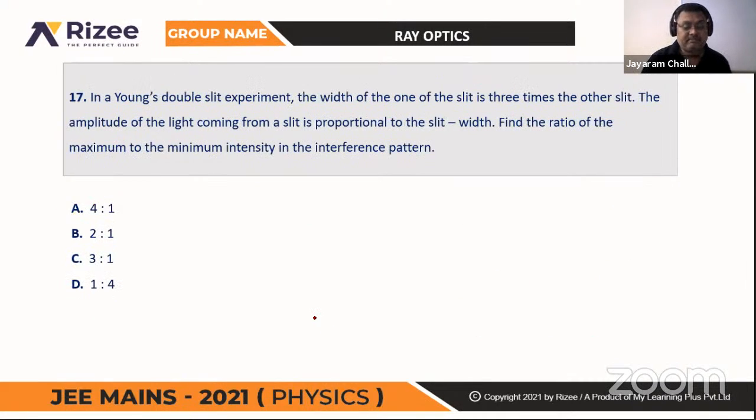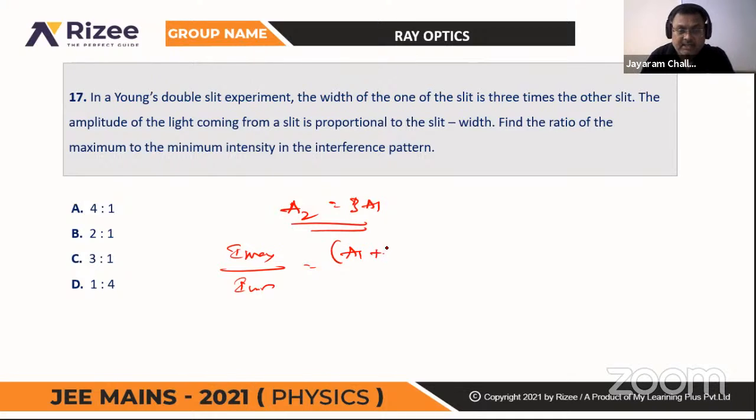So next case, in YDSE experiment, the width of the slit is 3 times. That means A2 is equal to 3 times A1, he has provided. The amplitude of the light coming from a slit is proportional to the width of the slit. He is asking the ratio of the maximum to the minimum intensity. What is the formula? I maximum by I minimum can be written as A1 plus A2 whole square by A1 minus A2 whole square, in terms of the amplitude.